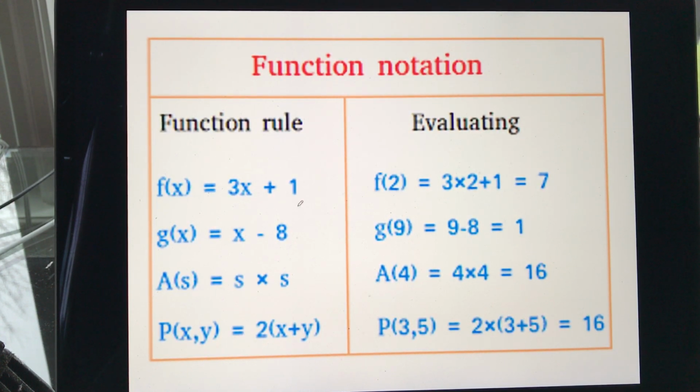Same idea here with function notation. F of x, if I want to find f at 2, I just take 2 and plug it in everywhere there's an x. So it'll be 3 times 2 plus 1, which is obviously 7. Here's my function g of x. It's x minus 8. If I want to find g at 9, I just replace the x with 9. 9 minus 8 equals 1, and so on.